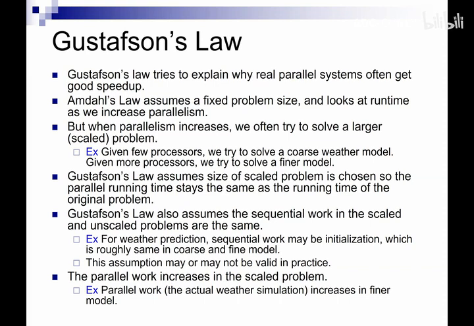Now Gustafson's law assumes the sequential work stays the same, but of course the parallel work is going to increase as you increase the number of processors. So for the weather simulation, the parallel work would be the actual simulation itself. And of course, you're going to do a larger simulation as you have more processors. So the parallel work will actually increase.